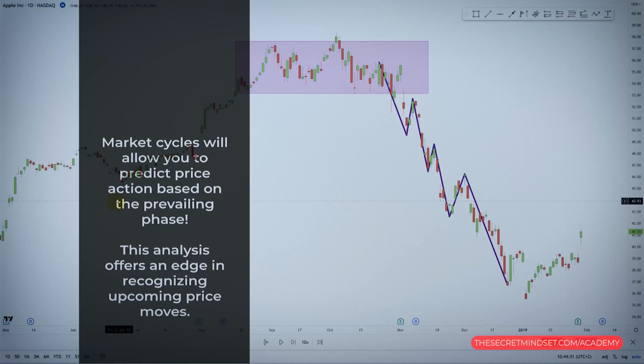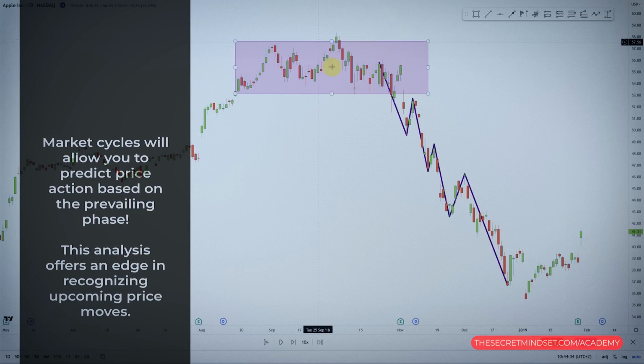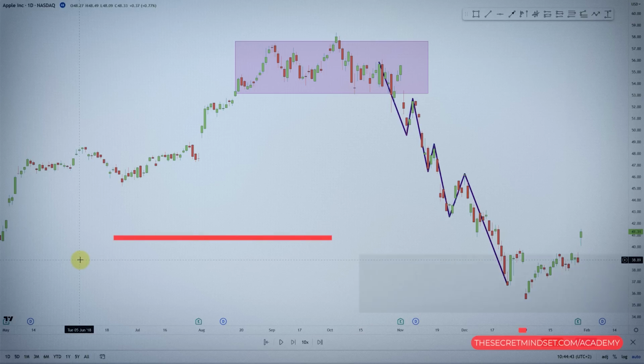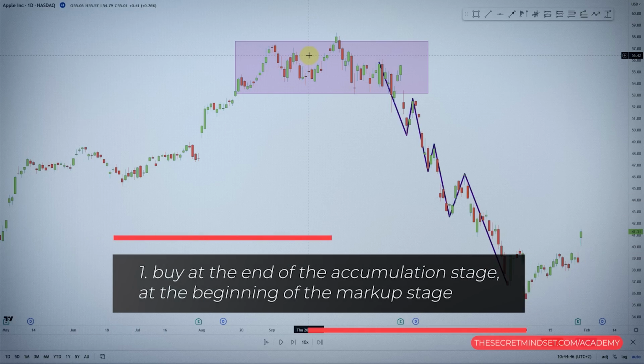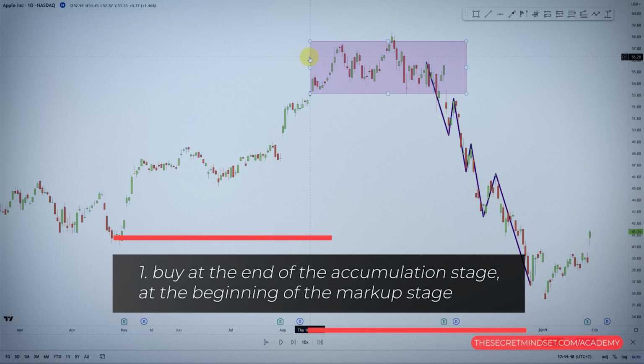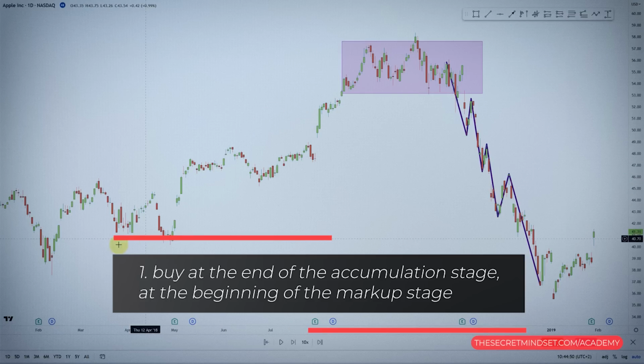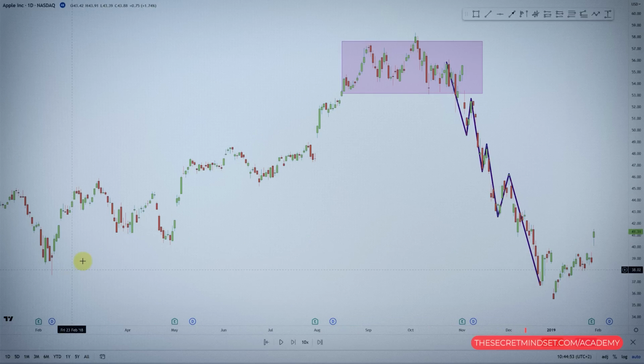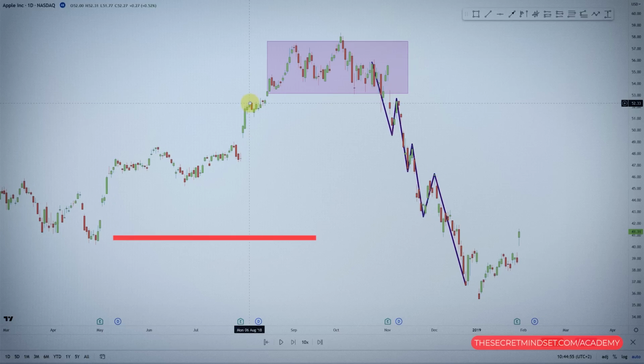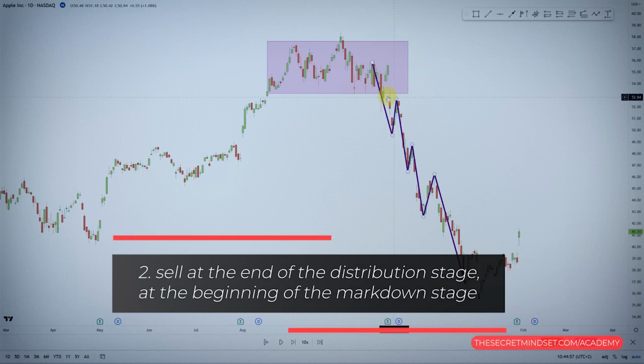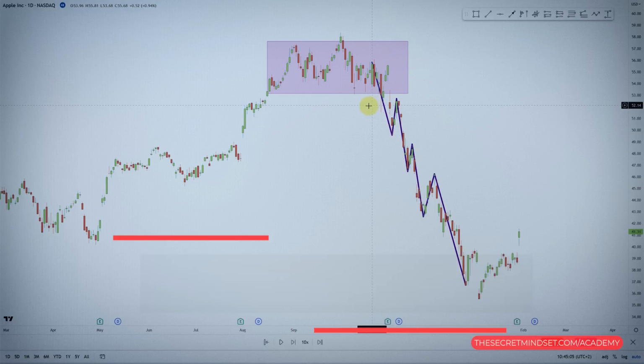This will allow you to predict price action based on the prevailing phase. This analysis offers an edge in recognizing upcoming price moves. For instance, if you pinpoint the end of the accumulation stage, you'll enter at the beginning of the markup stage, an opportunity to profit from prices moving to the upside. Likewise, you want to enter at the end of the distribution phase and at the beginning of the markdown, thus preparing to profit from a solid price move to the downside.